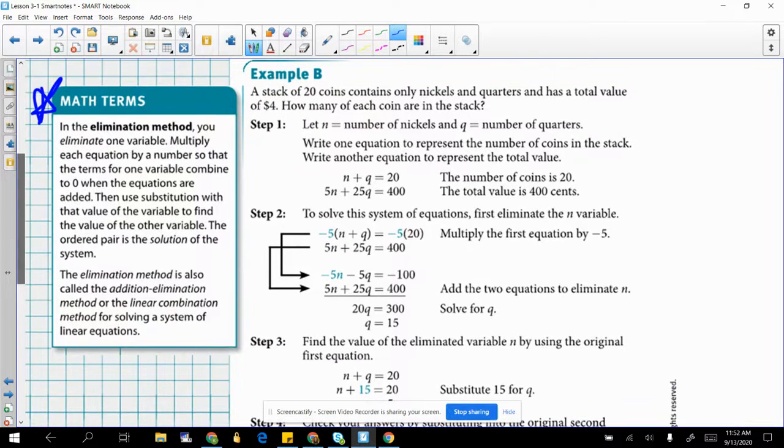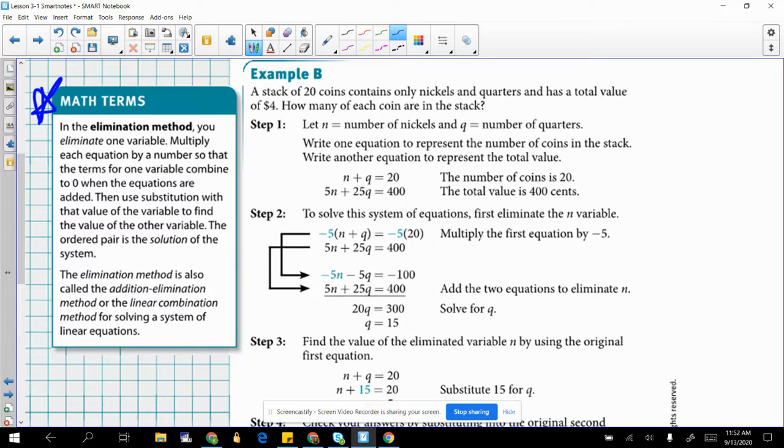Okay, so let's first look at this example that they have in the book for you on page 34, example B. It says a stack of 20 coins contains only nickels and quarters and has a total value of $4. How many of each coin are in the stack? This one is another word problem example to show you first. It says let n equal the number of nickels and q equal the number of quarters. And you could do this with x and y also. They just chose the first letter of the word.